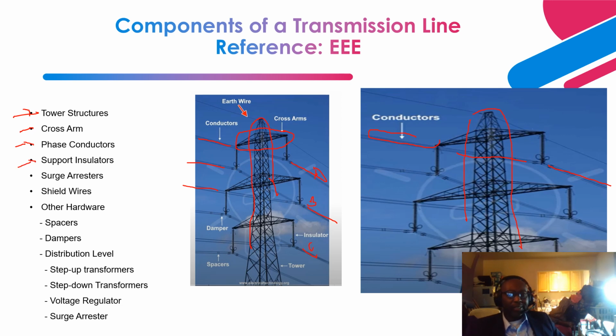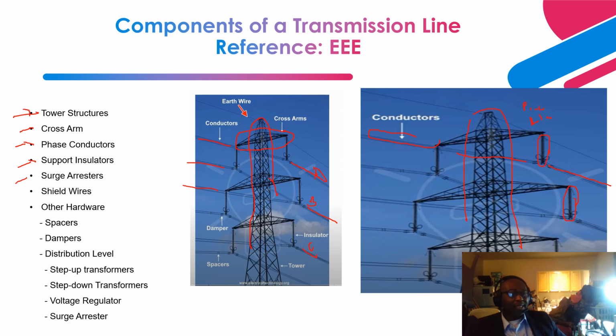Next are support insulators. The support insulators are what you see over here. These are basically porcelain discs or hardened glass discs that are put together. Each disc can withstand about 11 kV. So based on the operating voltage of the transmission line, that determines the number of discs that are joined together to support this conductor.